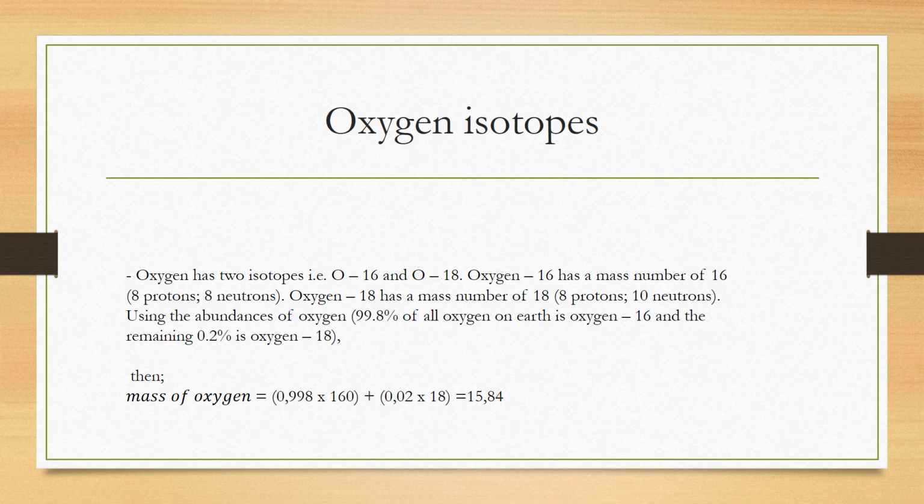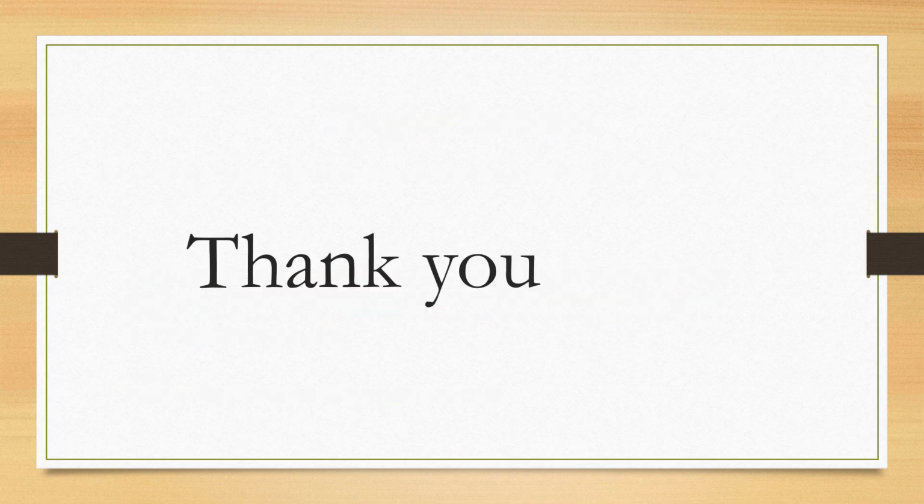To calculate the average mass of these oxygen isotopes, we simply say 0.998. I just converted 99.8% to a decimal. It becomes 0.998 times 16. That's a typing error there, we have 116 instead of 16. Plus 0.002 times 18, and then our average weight becomes 15.84. That's how we calculate the average mass of isotopes. So that's all for today.